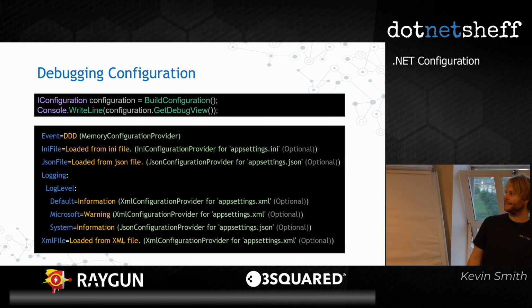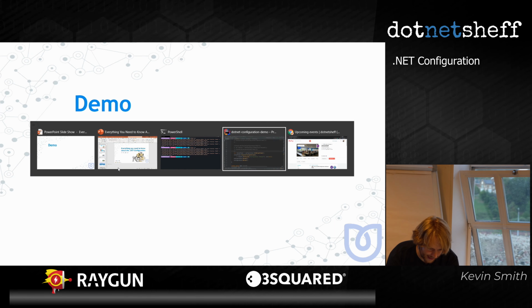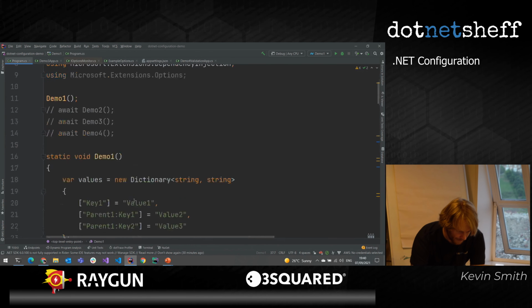So for this, we've got an event DDD, and then it tells you that's come from the memory configuration provider. And then we've got an ini file, it says loaded from an ini file, and it says ini file provider and what file it came from. So it gives you a nice description of where all the values are coming from. If you've got problems like, why is this config not set, you can figure it out pretty easily, which is quite nice. So, a bit of code demos for that.